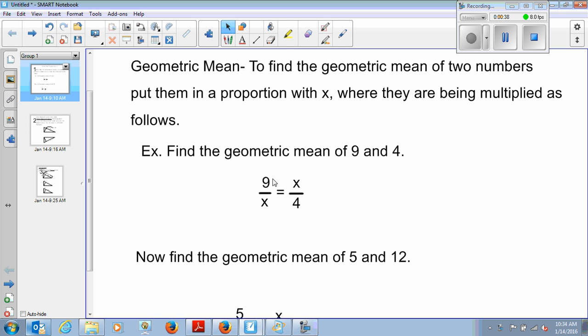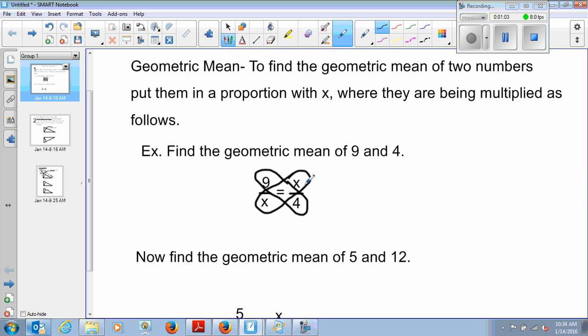And it really doesn't matter if I put 9 there, or 4 there, or 4 there, and 9 there. Or I could even put x up here and x down here. I could switch it up. But the important thing is that you're multiplying the two numbers times each other when you cross multiply, and you're multiplying the x's times each other when you cross multiply. That's going to give us the geometric mean. So let's see what happens here.